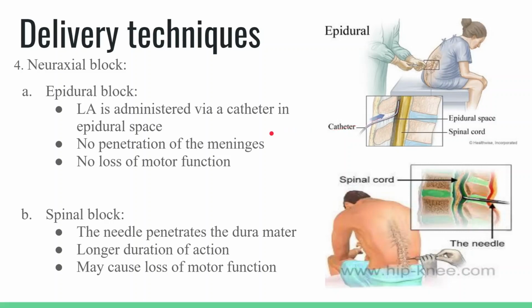Okay? But the spinal block, on the other hand, is where we have the actual penetration of the needle. It actually penetrates the dura mater. Unlike epidural, which doesn't penetrate the meninges, spinal block actually penetrates the dura mater, and it also penetrates the arachnoid mater, and it deposits the local anesthetic in the subarachnoid space. It puts it very next to the spinal cord.